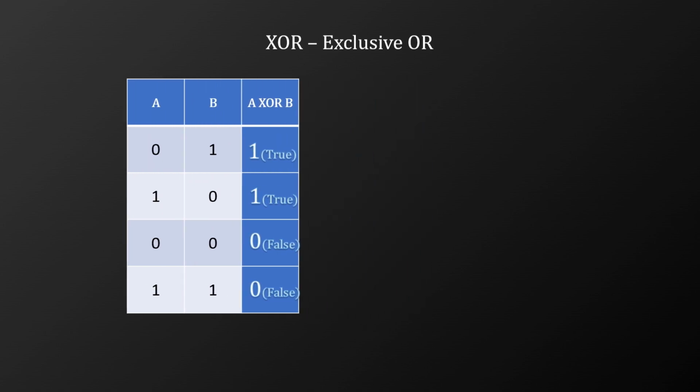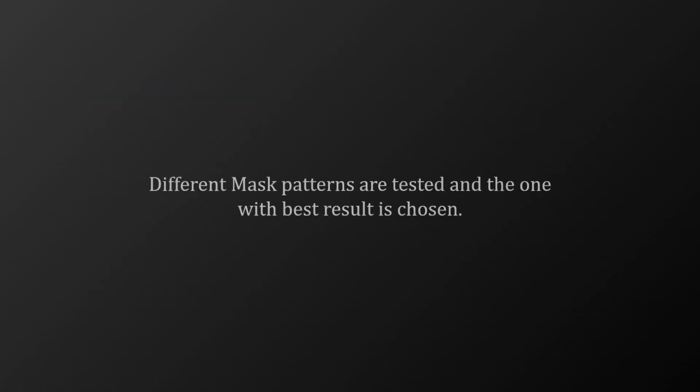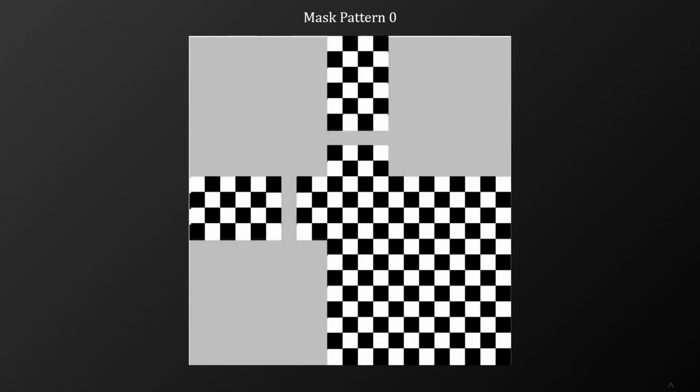Here is the equivalent using black and white squares. In the context of masking, we compare each square in the QR code with that of the mask pattern. Usually, different mask patterns are tested and the one that gives the best result is chosen. But for simplicity, we are using mask pattern 0 in this example.